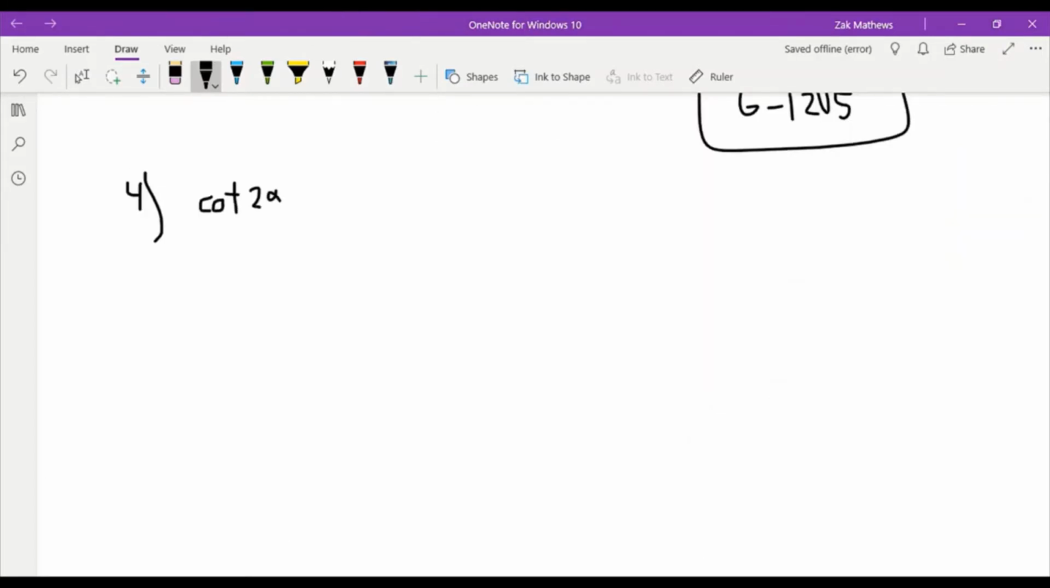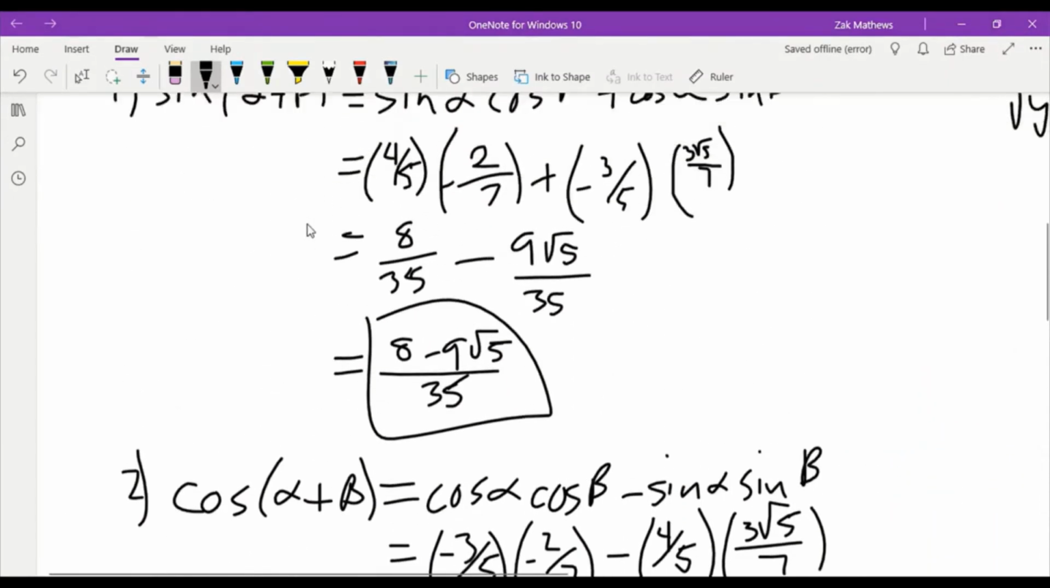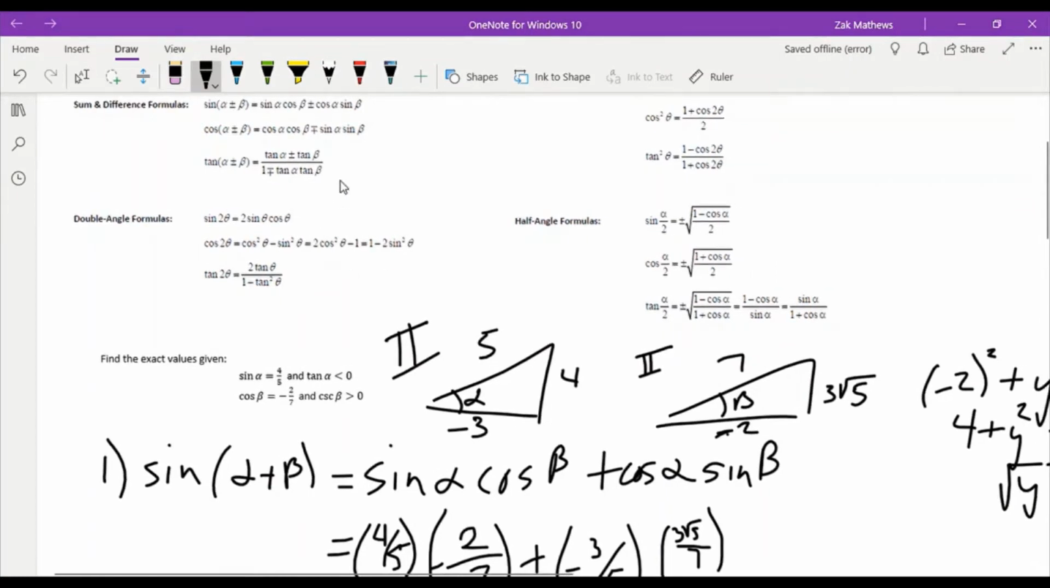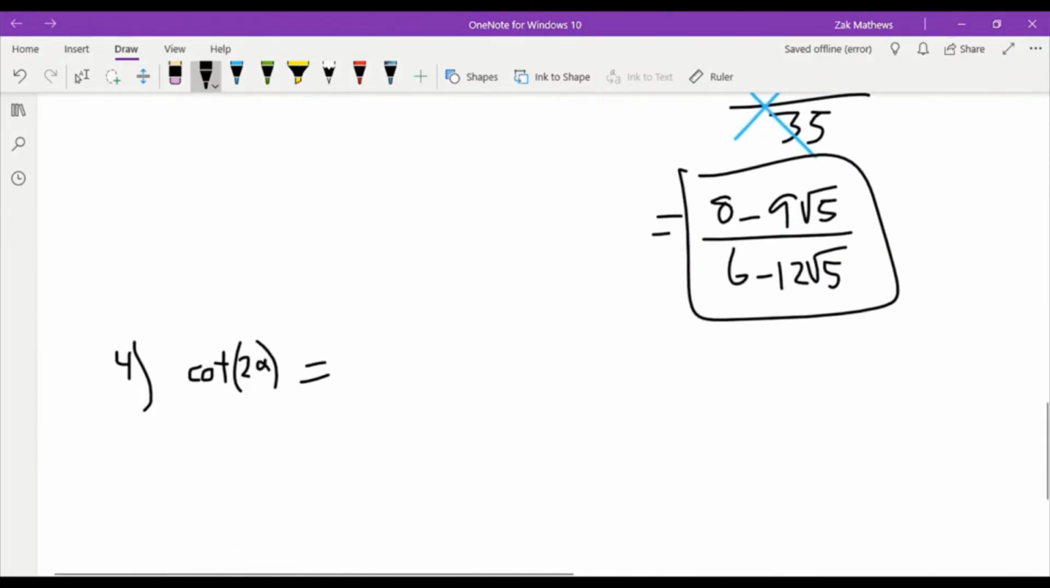Let's apply a different formula. So I want to look at cotangent of 2 alpha. We haven't talked about tangent at all yet in terms of the alphas and betas, and we haven't done cotangent as well. And notice we don't even have a double angle formula for cotangent. This is one of those that we're going to have to think about its reciprocal first. So cotangent I know is 1 over tangent.